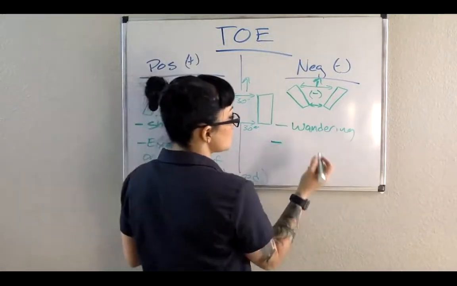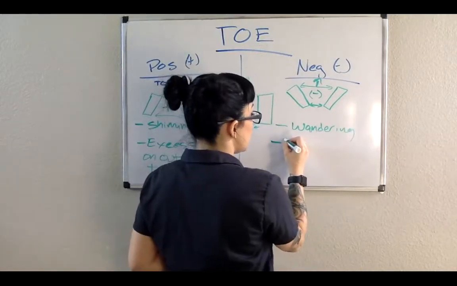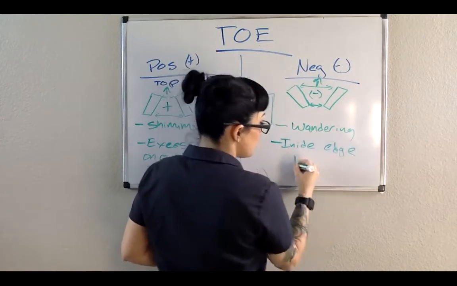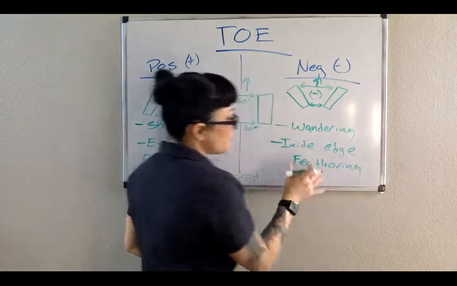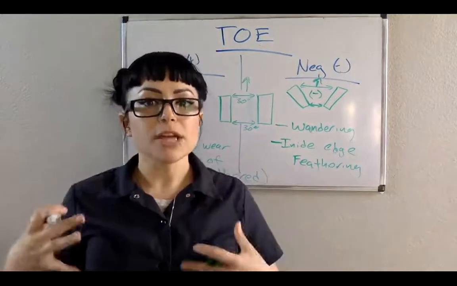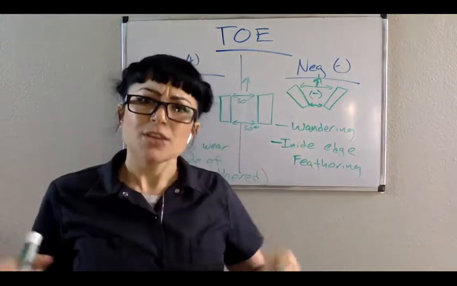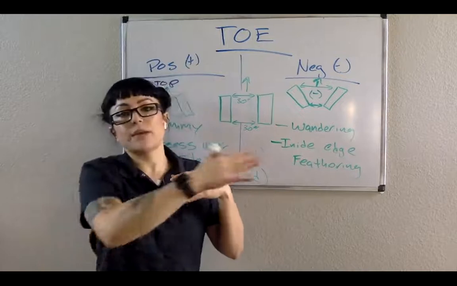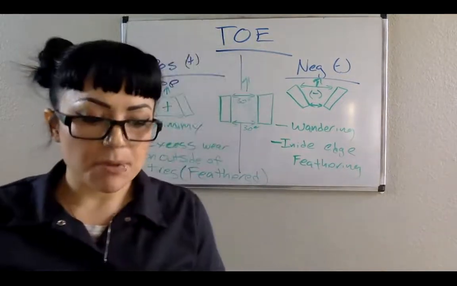And in this one, because it's dragging on the inside edge, we're going to get inside edge feathering. The feathering tends to happen on front tires, while on the rear tires, even though it may still feel like feathering, it tends to wear in stripes. So if you're standing further back, you can actually see wear stripes in the tires on rear wheels. So it's sort of a funny thing, but that is toe.